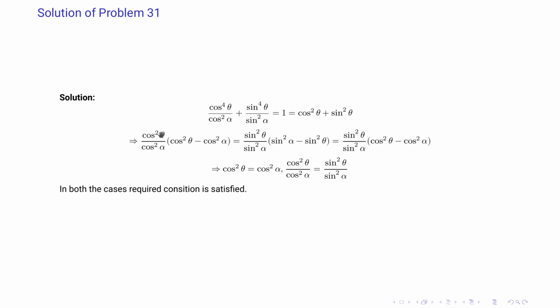So you see that cos square theta will become cos square theta, and cos square alpha will get cancelled, so cos square theta will be this term. Sin square theta into sin square alpha: this sin square alpha will get cancelled, so this is sin square theta, that is this term, and minus sin square theta into sin square theta is sin to the power 4 theta by sin square alpha.